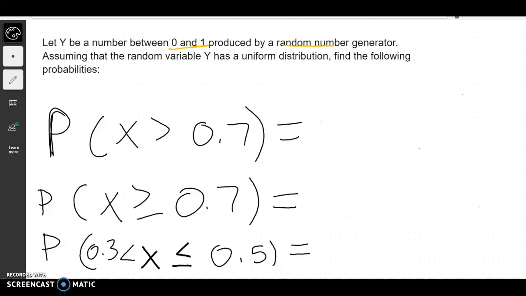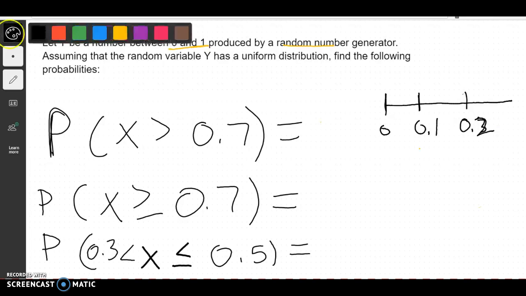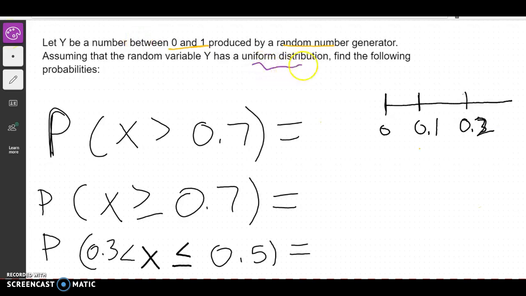Okay, so here's our first example today for our continuous distributions. What you need to remember is that a continuous distribution is different from a discrete distribution because it deals with intervals. Like we deal with numbers from 0 to 0.1, 0.1 to 0.2, 0.2 to 0.3. So these are our intervals. And we're going to take our first type, which will be a uniform distribution.